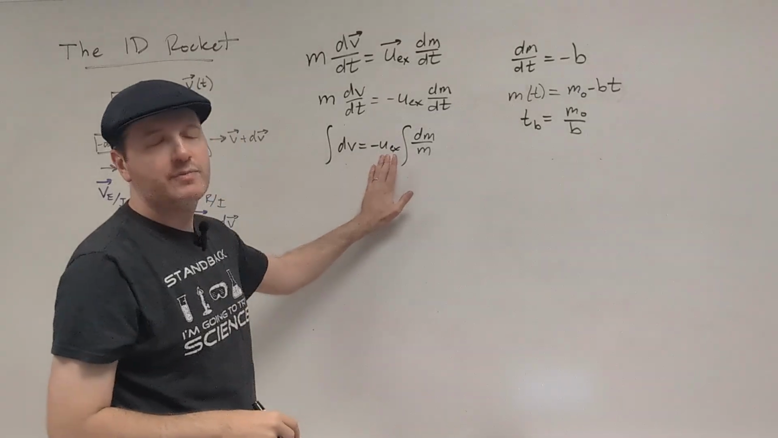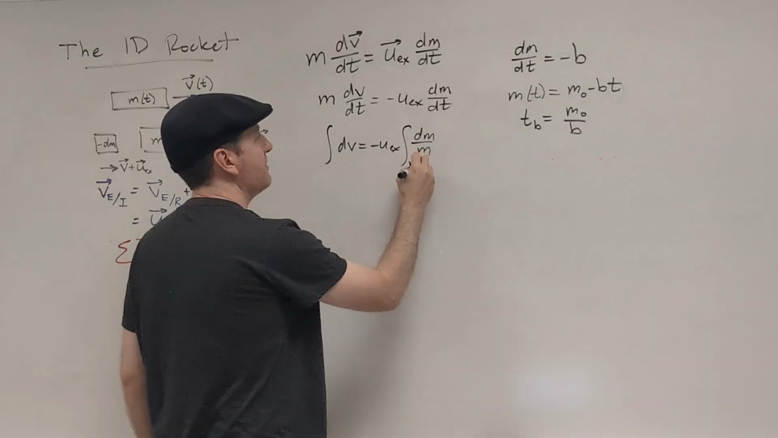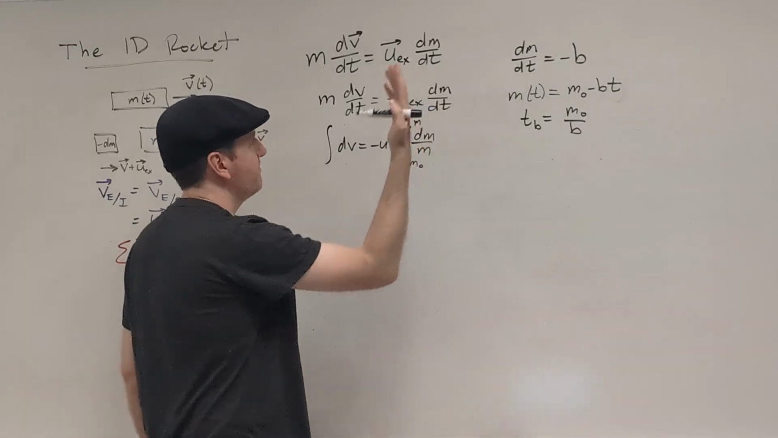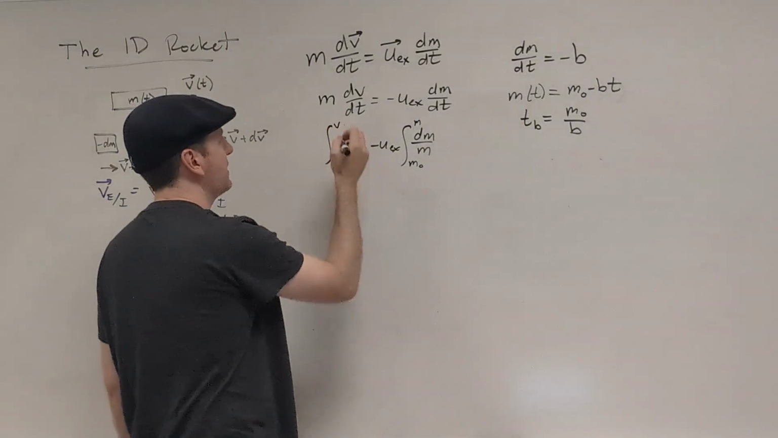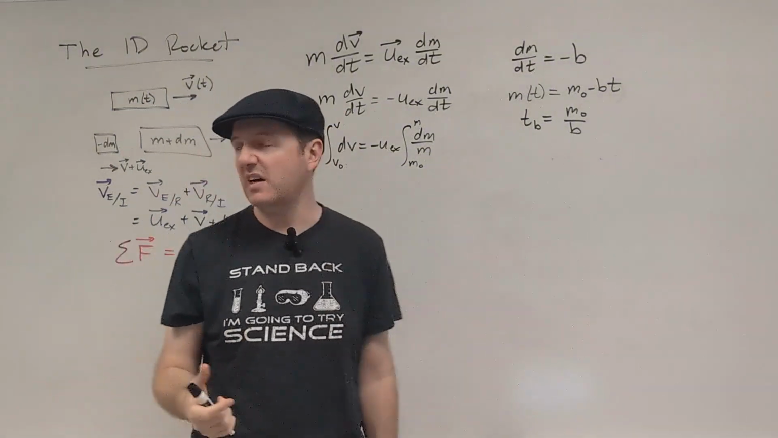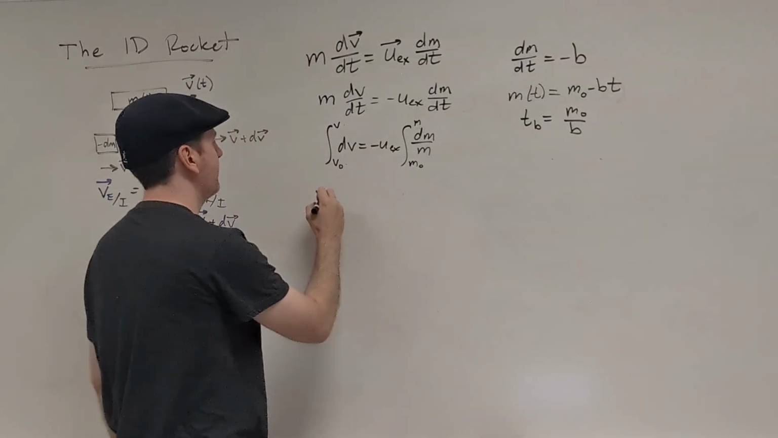Integrating both sides and assuming that our exhaust speed stays constant, we're starting at some initial mass m and going to some arbitrary final mass. We could have started with a non-zero initial speed, I guess. That's fine. Maybe our rocket was sort of coasting for a bit, but if you want to set that to 0, you can.